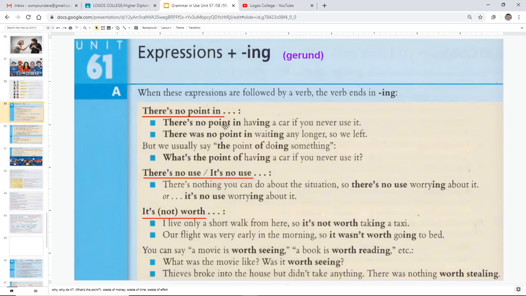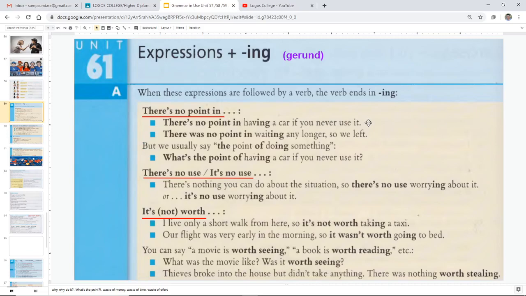So this rule of structure, it doesn't matter what verb tense or what sentence tense it's in, make sure that you use the gerund after this expression: there is no point in. So when you say there's no point in having a car if you never use it, it's kind of like saying you don't like to drive. Why did you buy the car? Why did you do it?